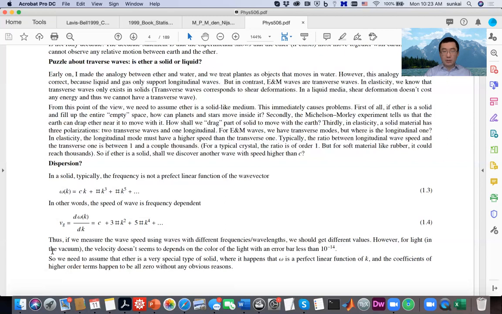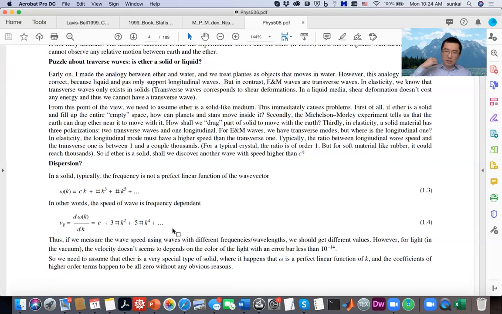But for E and M waves, at least in vacuum, to very high experimental accuracy, the group velocity never changes when we change k. No matter what frequency we look at, they have exactly the same group velocity. This means that for some magical reason, this third power coefficient, the fifth power coefficient, the seventh power coefficient, all those coefficients happen to be exactly zero for E and M waves. For a typical medium, we never see such an example. For a typical medium, there are always some coefficients here. It's never zero. It could be small, some media could be small, some are large, but it's never zero. But for E and M waves, magically, all of them are zero. That's another picture against the ether.